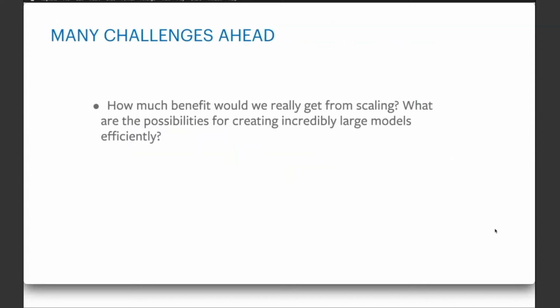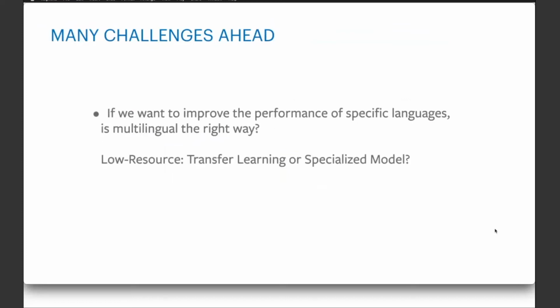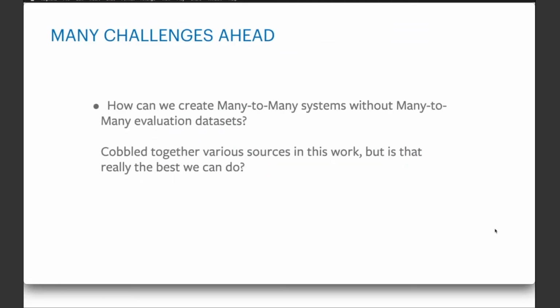And so there are a lot of open challenges ahead, like how much benefit would we really get from scaling? Can we squeeze more out of it, more efficiency? How do we actually do low resource languages, right? A lot of languages are related, so how can we better do transfer learning to learn languages that are similar? And then, of course, how do we create these systems without very, very good evaluation data?